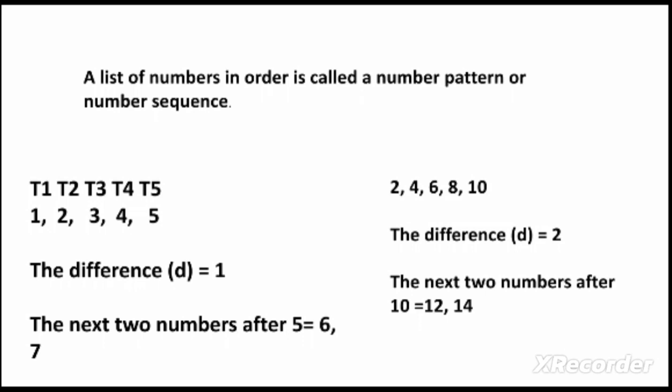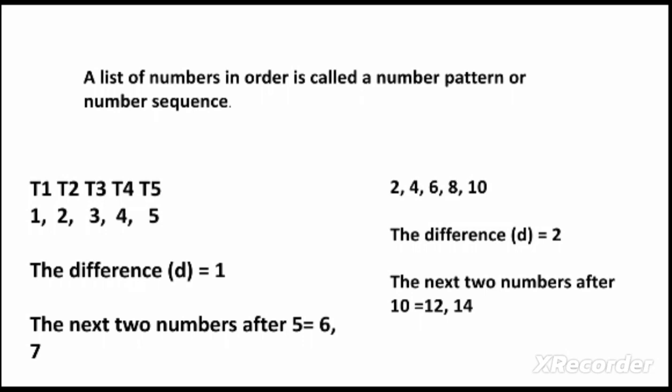So let's look at the sequence 2, 4, 6, 8, 10. The second term, which is 4, minus the first term, that is 2. Third term minus second term, that is 2. 8 minus 6, that is 2. 10 minus 8, that is 2. So we see a constant difference. So it means that this is an arithmetic sequence. With quadratic and geometric, it's a different story. We'll talk about it in the next lesson.